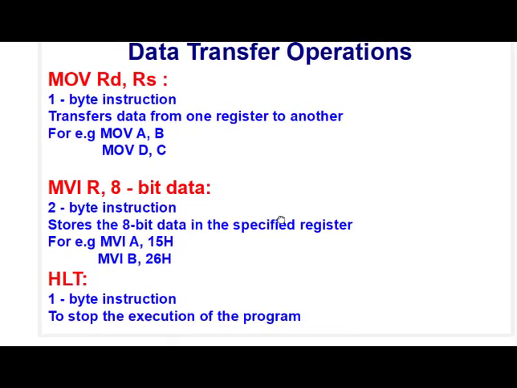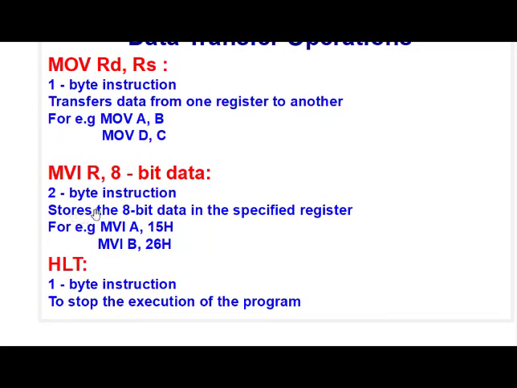Then we have MVI R, 8-bit data. MVI means move immediate. Now R can be any register. In 8085 we can transfer 8-bit data to any of the registers. This is a 2-byte instruction. We'll see why it is called 2-byte when we write the program. This instruction stores the 8-bit data in the specified register.